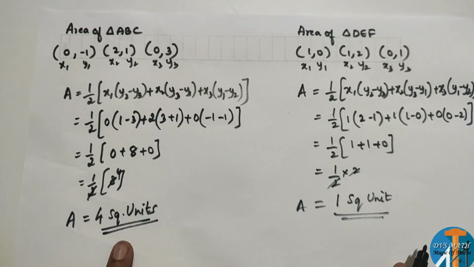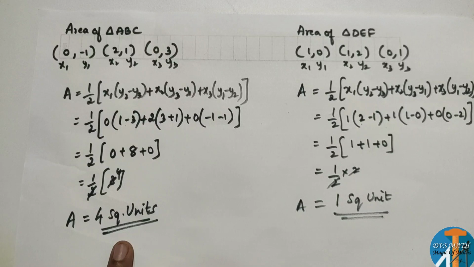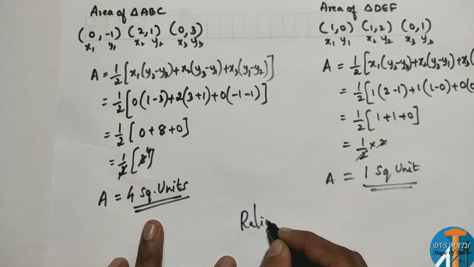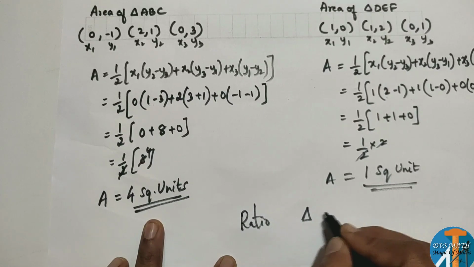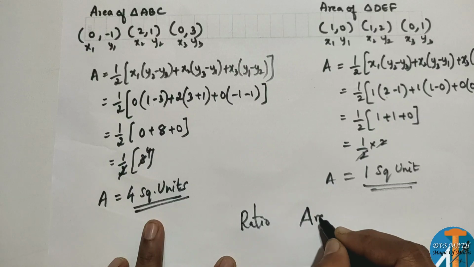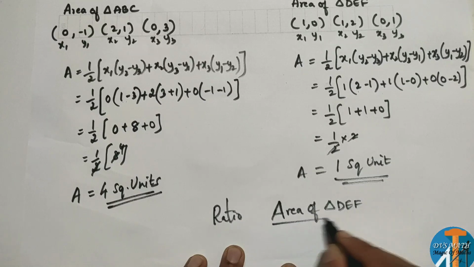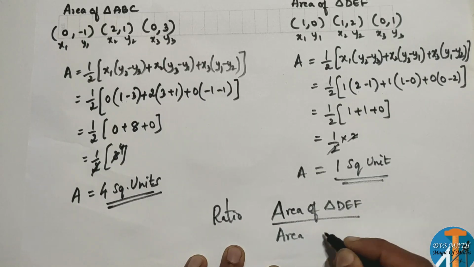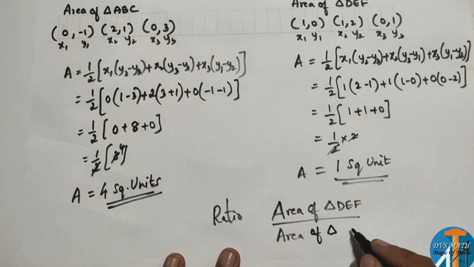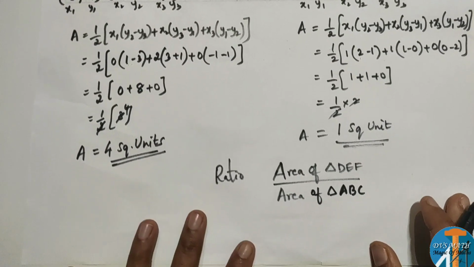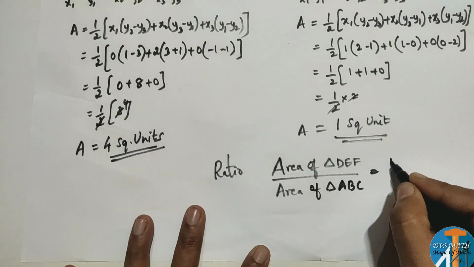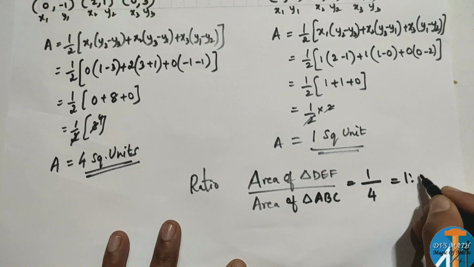So in this case it is 4 square units. In this case it is 1 square unit. So now what we have to do? We have to find the ratio. They're asking to find the ratio of the area of triangle DEF. So let us find the area of triangle DEF divided by the area of triangle ABC. Ratio means we have to divide. So you got here 1 divided by 4, that is 1 is to 4.